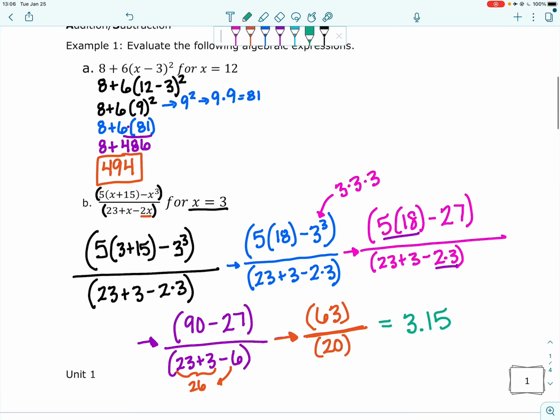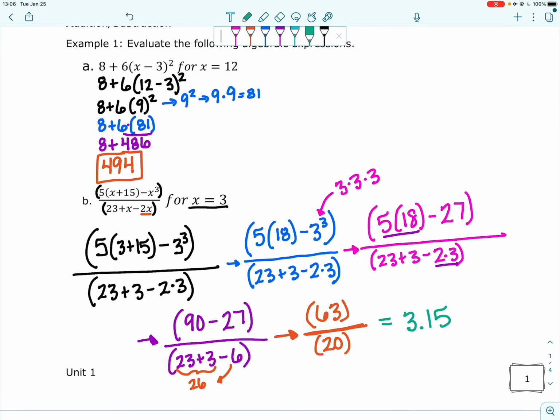It doesn't say how to round this, so I'm going to leave it as 3.15. It would probably say round to the 10th, which would be 3.2. It might say round to the 100th, so that would be 3.15. It didn't say in this example how to round it, so I'm not going to do too much to it.